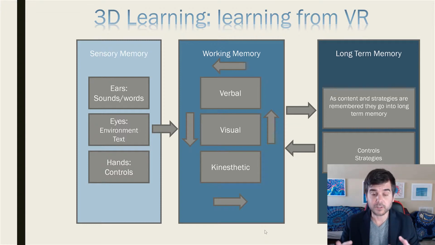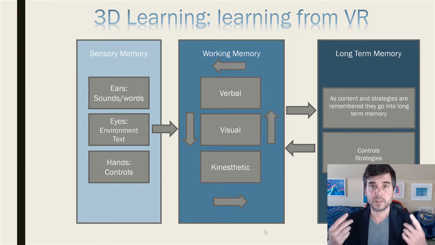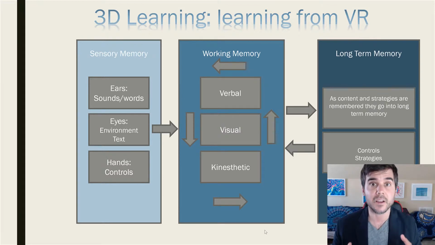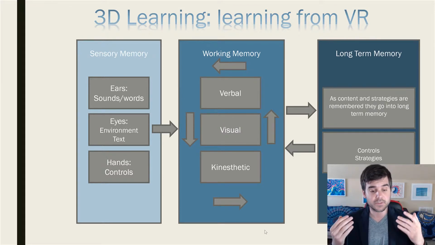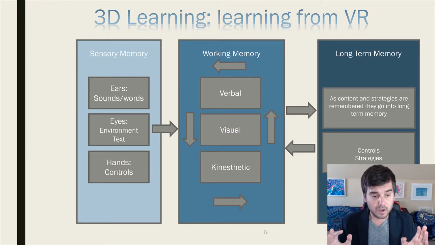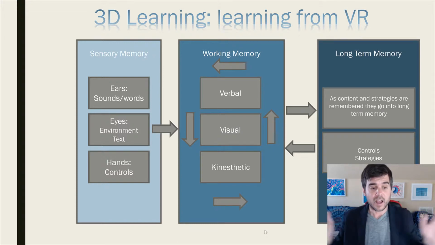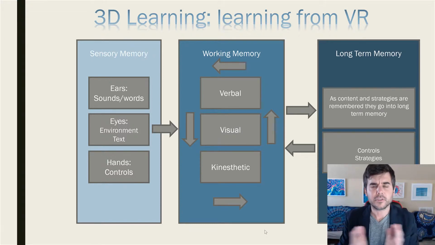All right, so first, when we're learning from virtual reality, we have multiple inputs coming in, right? We have our ears, where maybe we're listening to some sounds, some words. We have our eyes, where we're seeing our environment. We might be seeing text on the screen, we might be seeing pictures. We're seeing our whole entire environment, everything that's happening. And then we have our hands. Our hands are our controls in virtual reality, right?